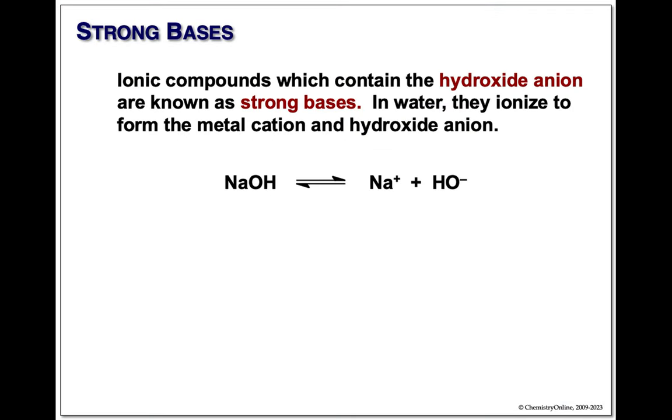If there are things called strong acids, it's only fair that we have strong bases. Only fair. Strong base typically is an ionic compound. This is sodium hydroxide. It will ionize in water to form sodium and the hydroxide anion. Again, this is a strong electrolyte, so virtually everything is in this form.